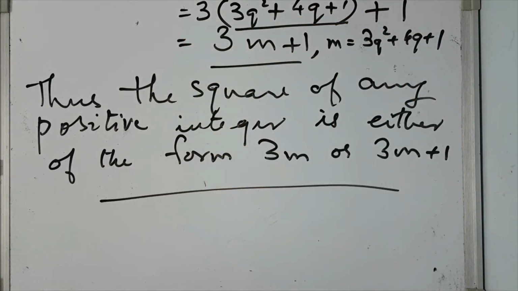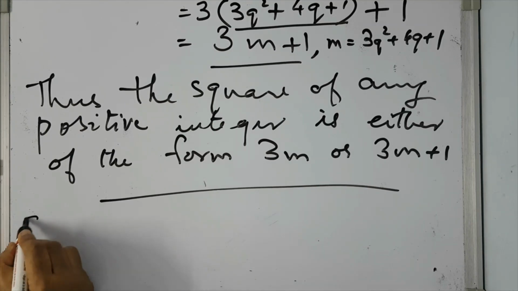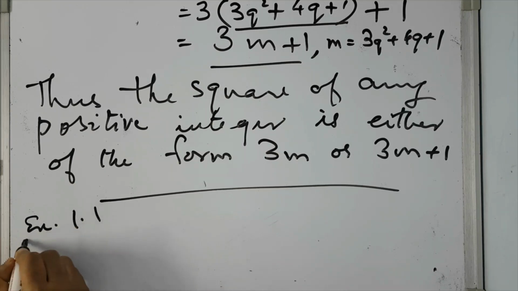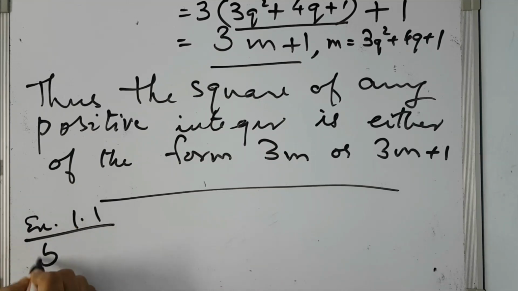Go through this very clearly, again and again, and then you can understand example 2 and 3 also. Now comes exercise 1.1, main question number 5.